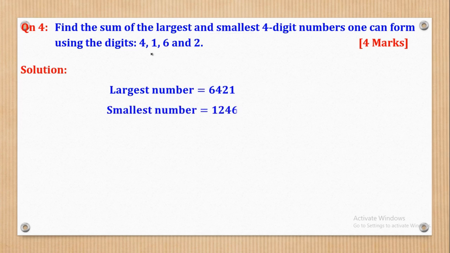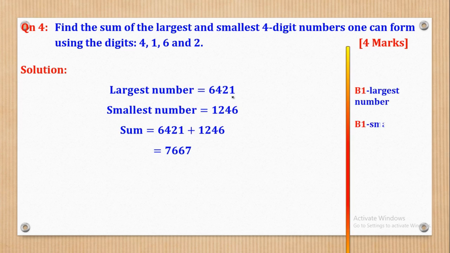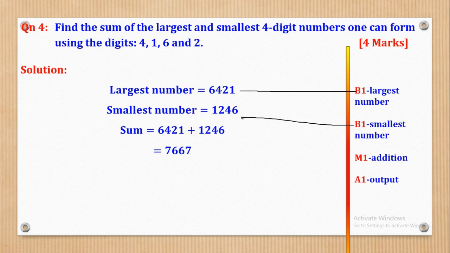Then for the smallest number, we arrange in ascending order. So start with 1, followed by 2, followed by 4, and lastly 6. But they wanted the sum, so we are going to add the two numbers and come up with 7667 as the sum of the largest and smallest number. So basically that's what they wanted, and now let's see how much can be awarded. So B1 for largest number, B1 for smallest, M1 for addition, and A1 for output.